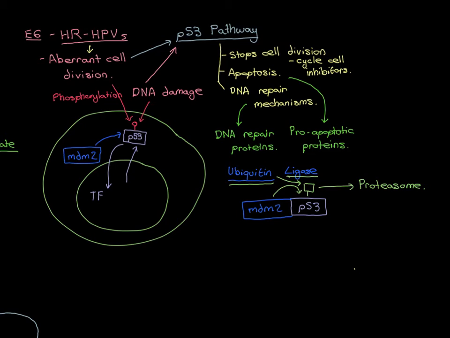When we want the pathway to be activated, so if the cell is dividing in a stupid way, or if there's been DNA damage, then pathways which we're not going into the details of are activated that result in the phosphorylation of P53, and these phosphate groups stop the P53 molecules from being able to be bound by the MDM2 proteins. So P53 therefore survives, it can go into the nucleus, and it can activate the gene expression of cell cycle inhibitors, pro-apoptotic proteins, and DNA repair proteins, which will then sort out this horrible problem that we've got.